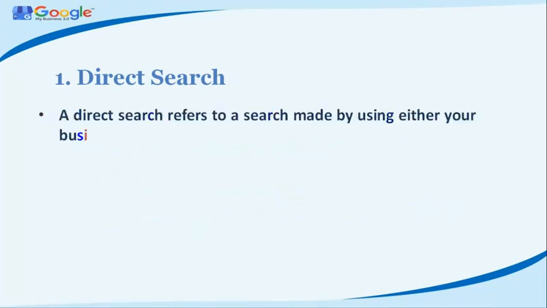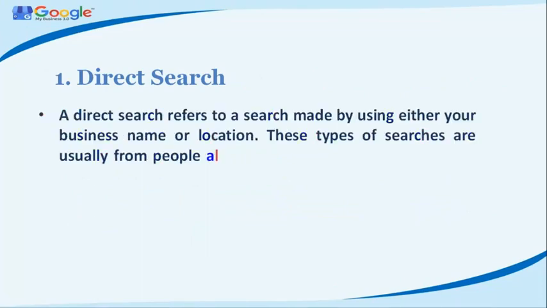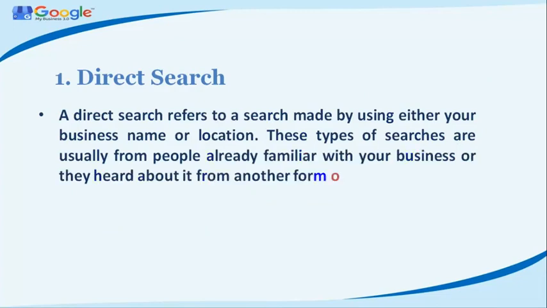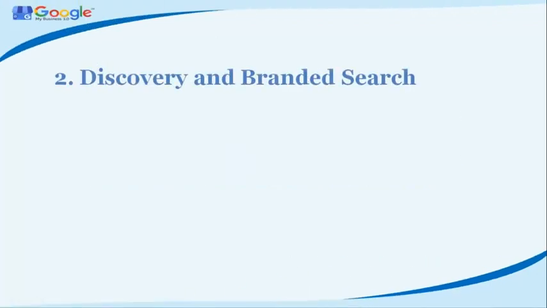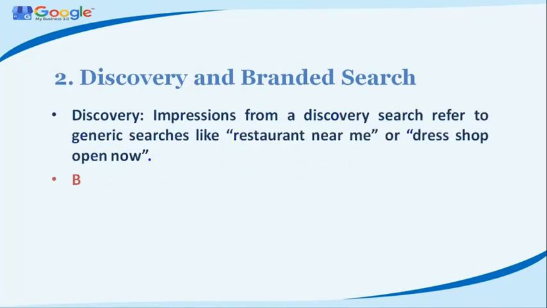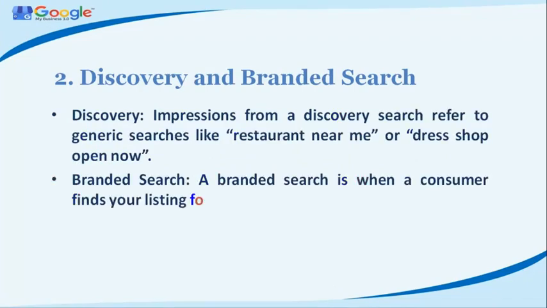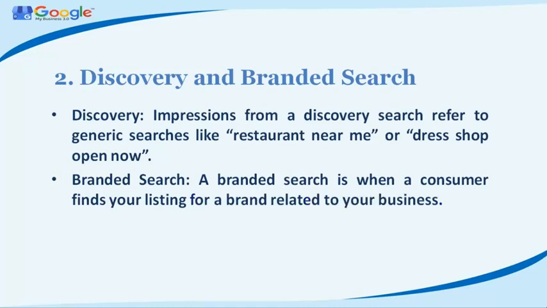1. Direct search. A direct search refers to a search made by using either your business name or location. These types of searches are usually from people already familiar with your business, or they heard about it from another form of advertising. 2. Discovery and branded search. Discovery. Impressions from a discovery search refer to generic searches like restaurant near me or dress shop open now. Branded search. A branded search is when a consumer finds your listing for a brand related to your business.